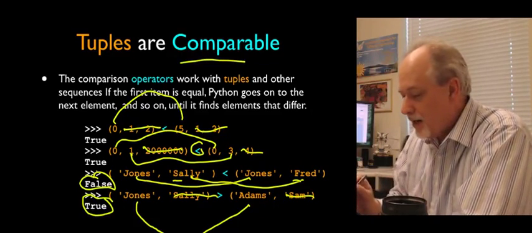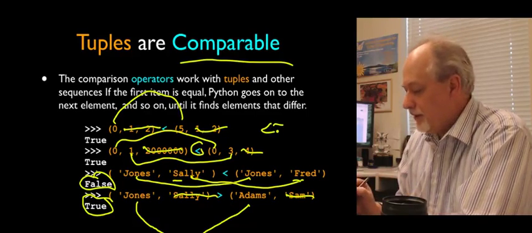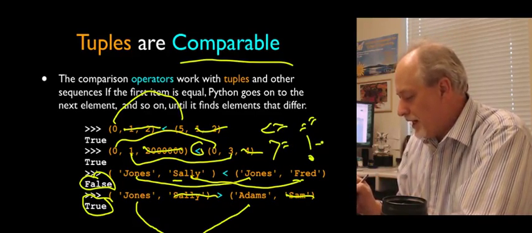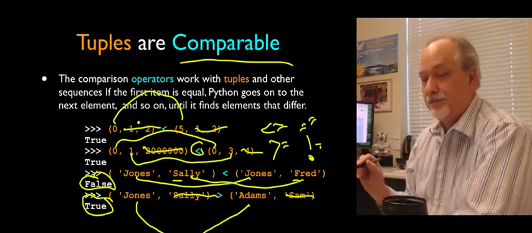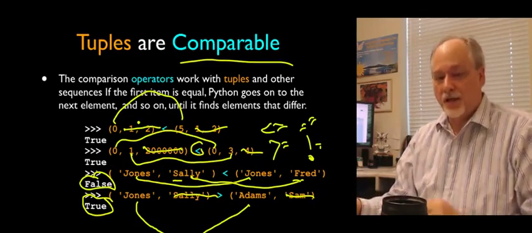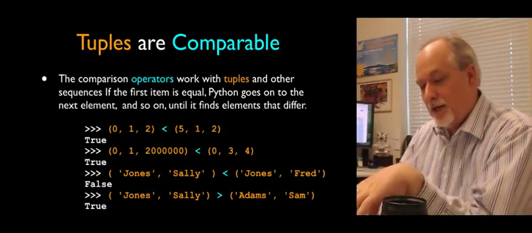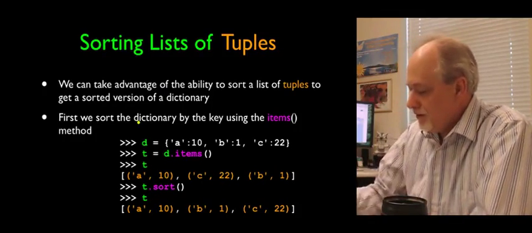So these are comparable, which means we can use the less than or equal to, greater than or equal to, or not equal to. So we can use these operators on whole tuples. Now this turns out to be quite nice, because things that can be compared can also be sorted. Okay?